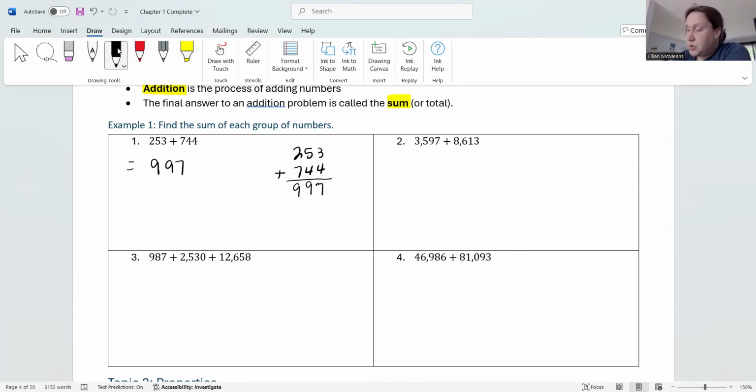So looking at example 2, we have 3,597 plus, don't forget your plus sign, 8,613. We want to right-hand align these numbers. That just means shove everything to the right-hand side and then build to the left. And then we want to add column by column. Okay, well, our first column is 7 plus 3, which is 10.